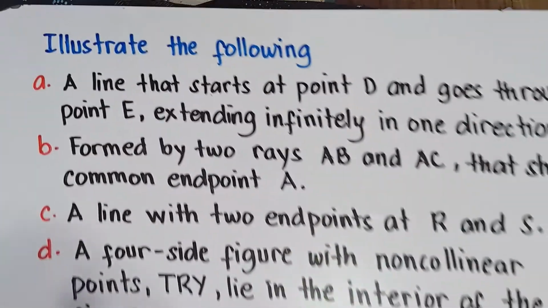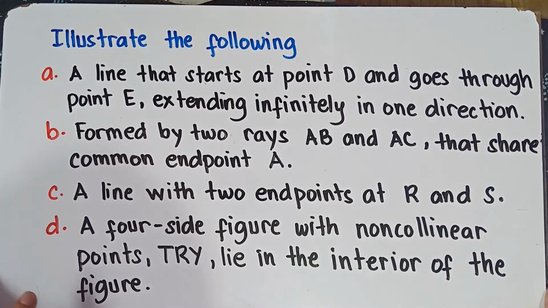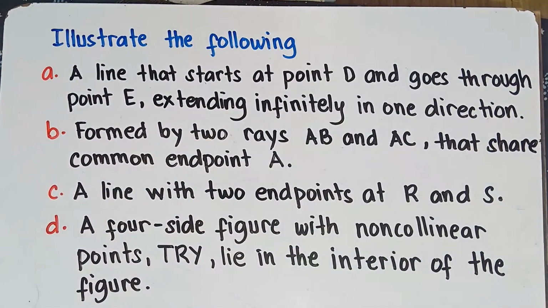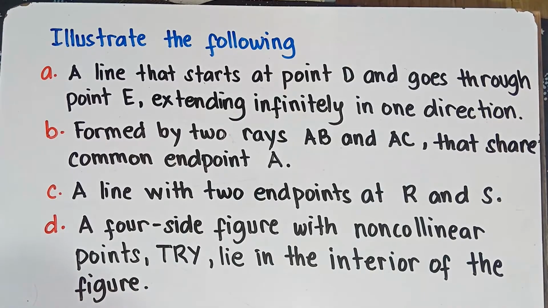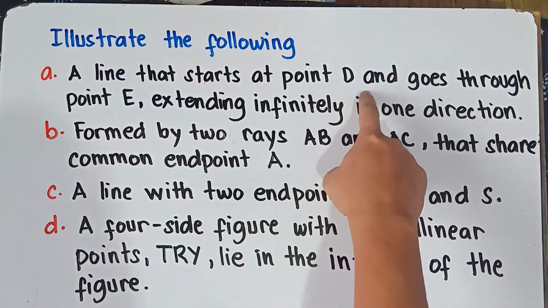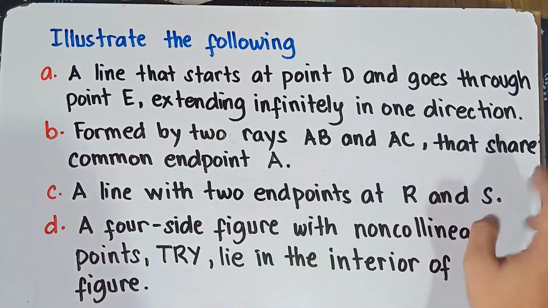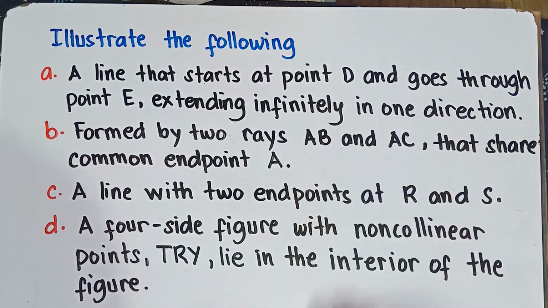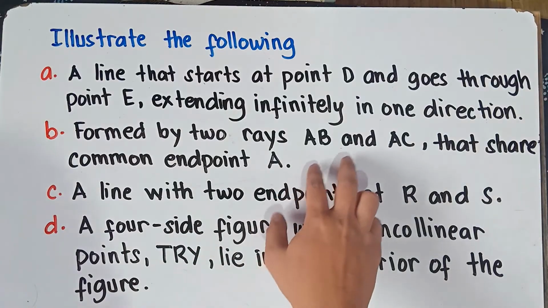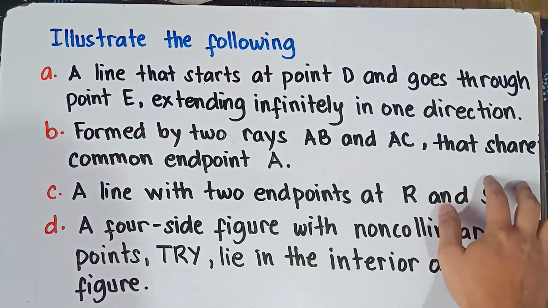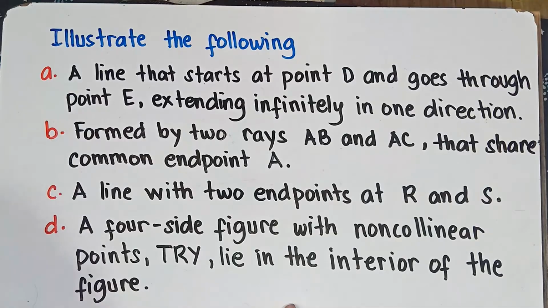Later in class, we'll be answering our activity. Illustrate the following statements. Example, for letter A: a line that starts at point D and goes through point E, extending infinitely in one direction. So we need to illustrate this one. Letter B: formed by two rays AB and AC that share a common endpoint, that would be A. And we will have plenty of examples in class for you to really understand this one.